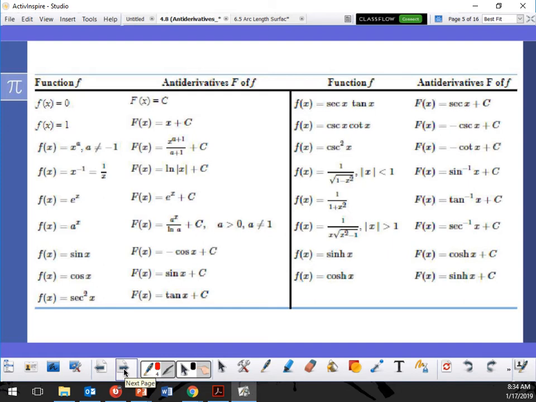All right, so see all these things? It's a table of all antiderivatives. Yes, a table of antiderivatives. Wait, what's the bottom, the sign? Which one? H of x.